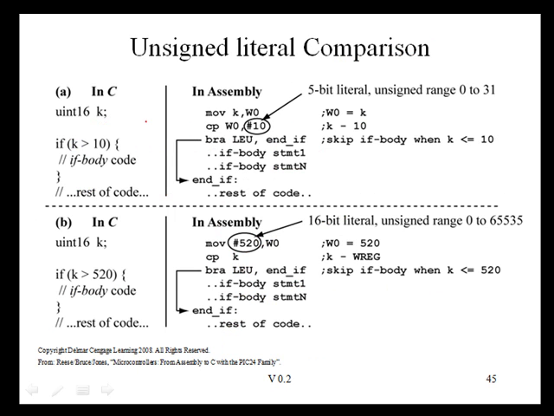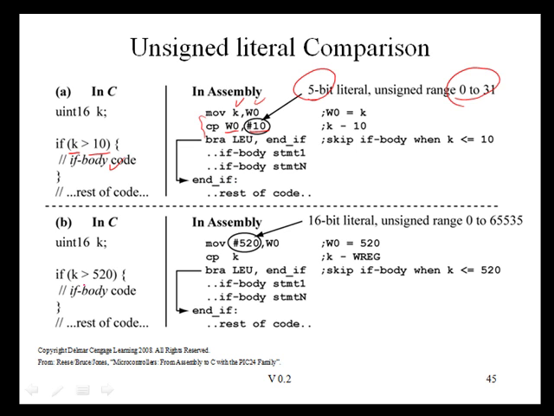Let's do some comparisons against a constant. Here we're comparing k against the constant. We're saying if k is greater than decimal 10, do this if body. One way we can do it is to move k into W0, and then we can use this compare instruction here, in which we say compare W0 against its immediate value, decimal 10. The only problem of using this particular form of the compare instruction is that it's a 5-bit literal, which means it can only be in the range of 0 to 31.